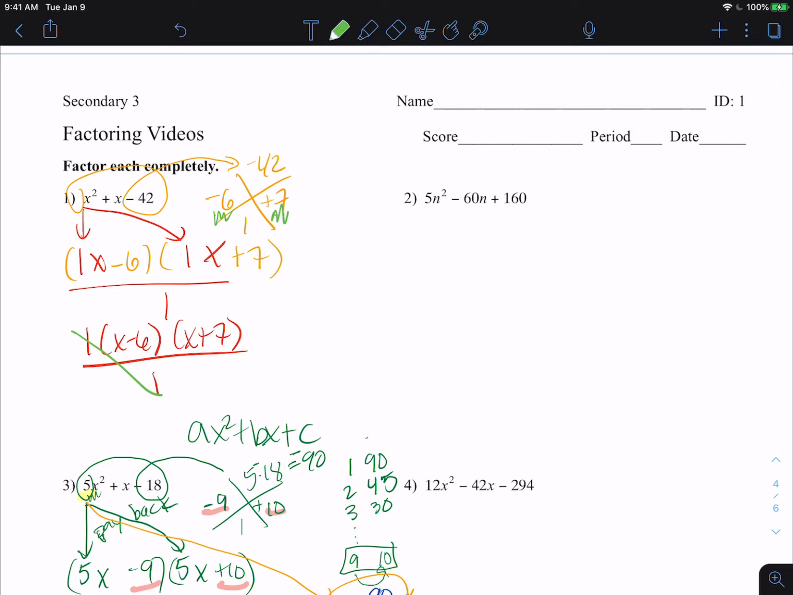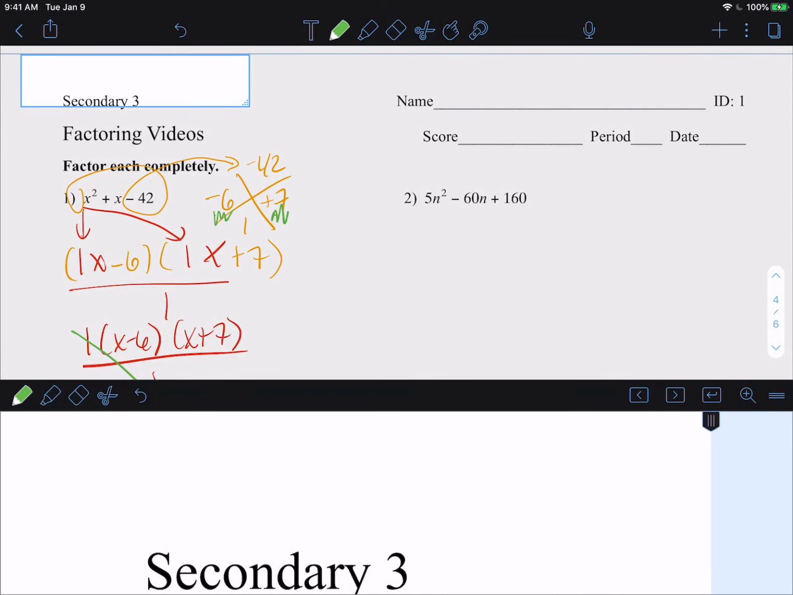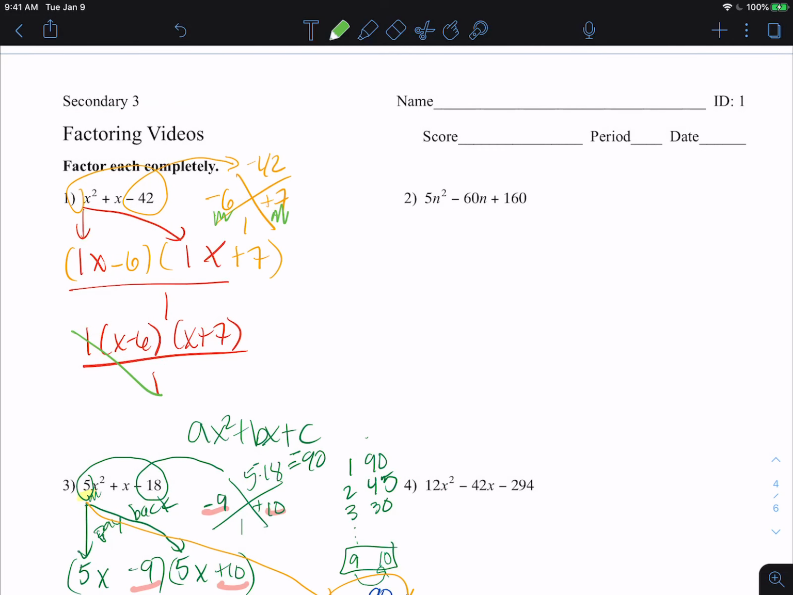Okay? So if we look at number 2, the very first thing you should always be checking for is the greatest common factor. So I look at 5, that's my smallest number, and I know that 60 and 160 both have 5 that go into it because they end in 0. So I'm going to take out the 5. If I take out the 5, we do 5n squared divided by 5, which is n squared. If I take out the 5 of 60, we do 60 divided by 5, which is 12. So negative 60n divided by 5 is negative 12n. And then if I do 160 divided by 5, that gives us 32.